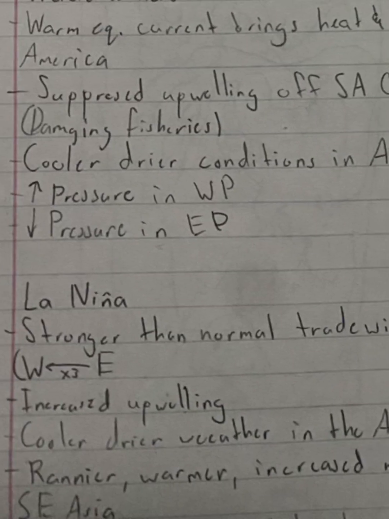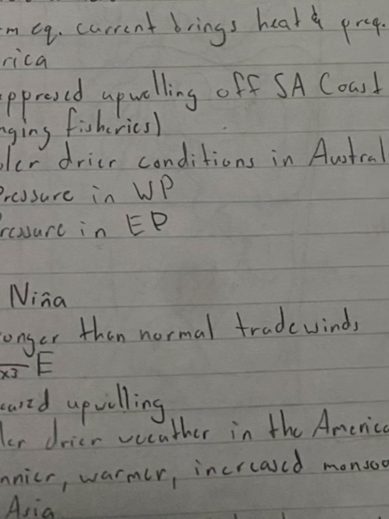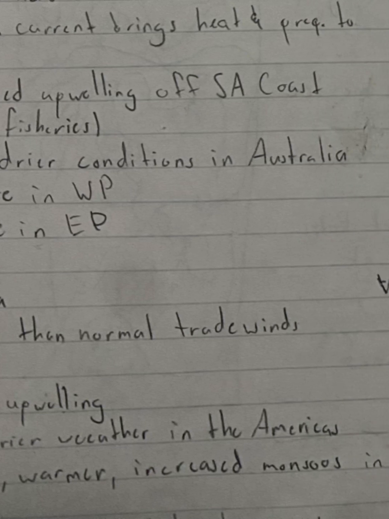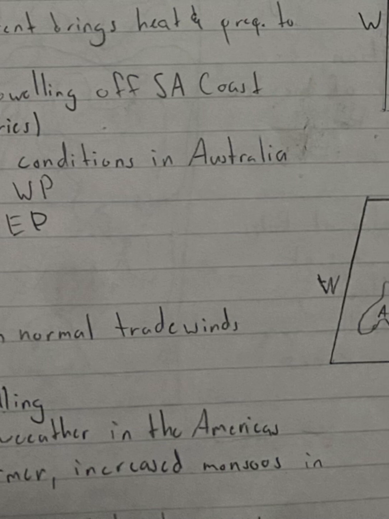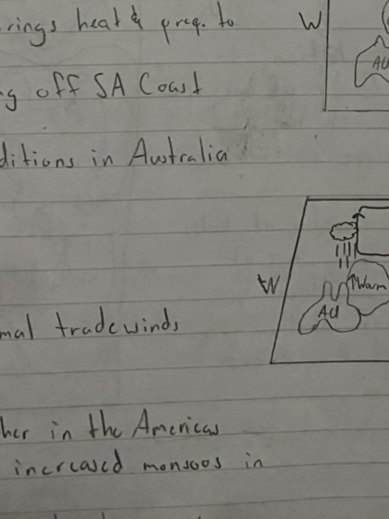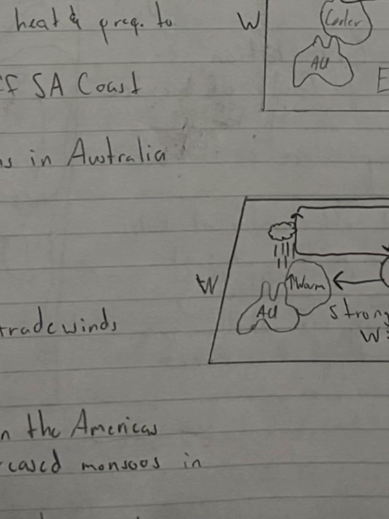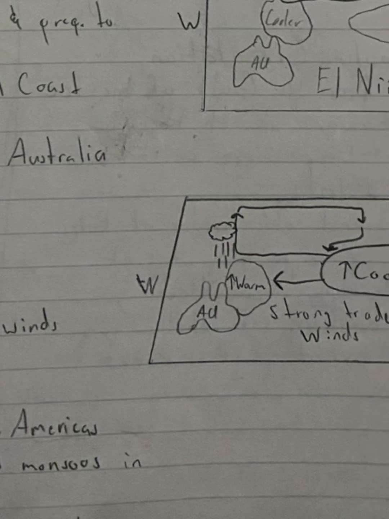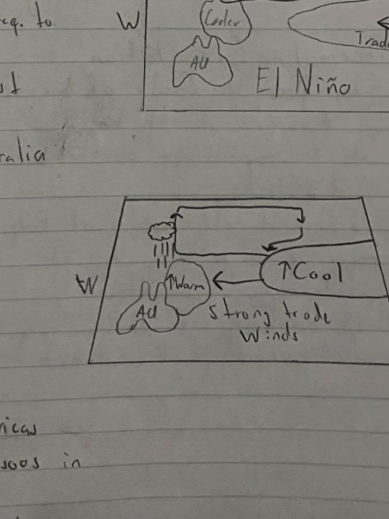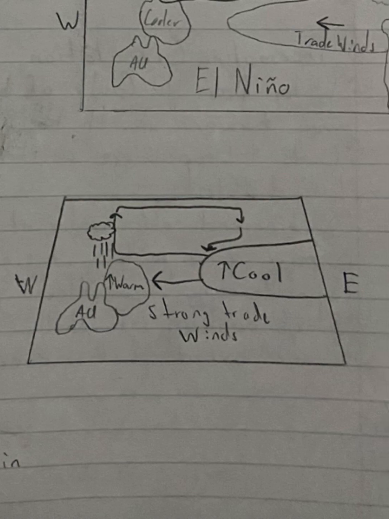With La Niña, we see stronger than normal trade winds. Wind goes from east to west 3 times stronger than in normal conditions. Increased upwelling occurs here, and cooler and drier conditions happen in the Americas. We see rainier and warmer conditions in Southeast Asia with increased monsoons. And here in America, we see strong tornado activity.